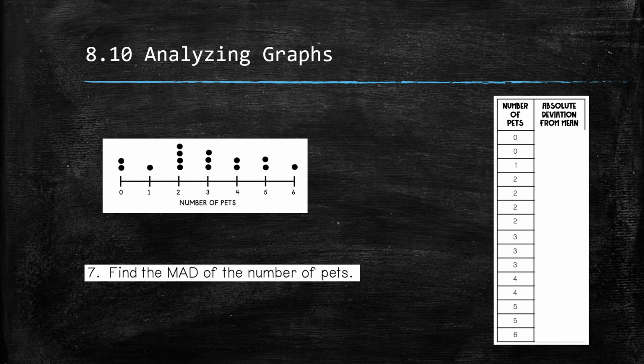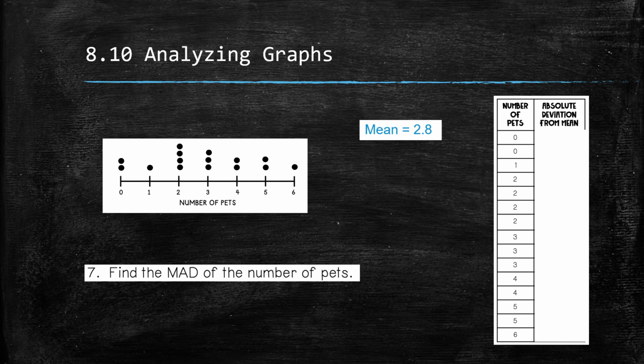Okay, so next we're going to find the MAD of the number of pets. So the first thing I need to do is find my mean. So I add up all my data points and divide by how many I have, and that gives me 2.8. Then I need to calculate that distance from the mean for each data point. So I'm finding that absolute deviation from the mean.